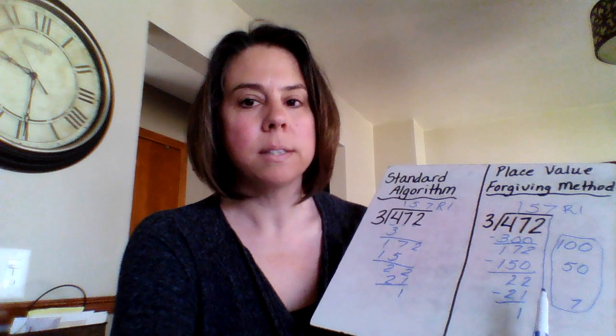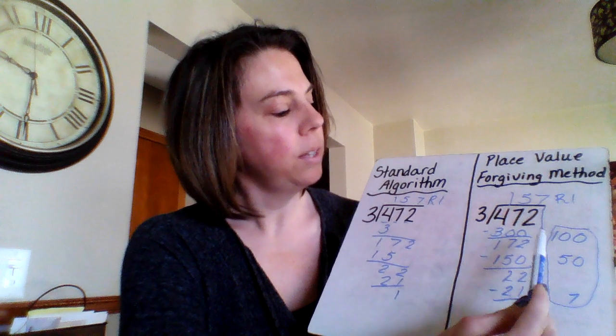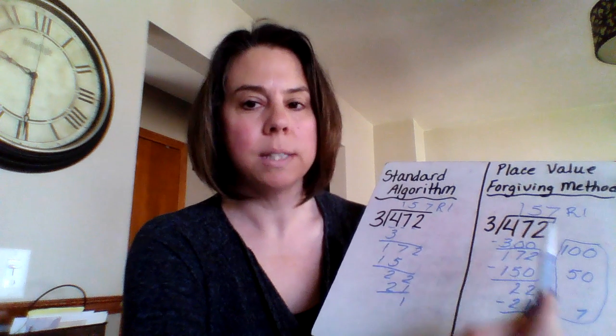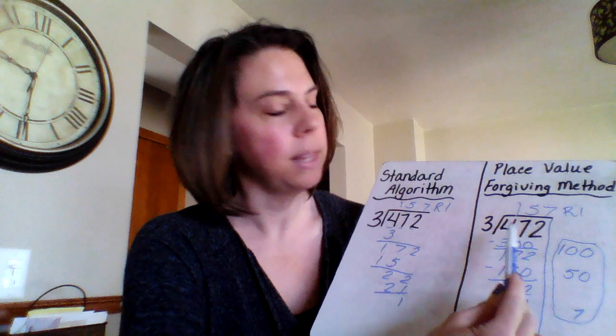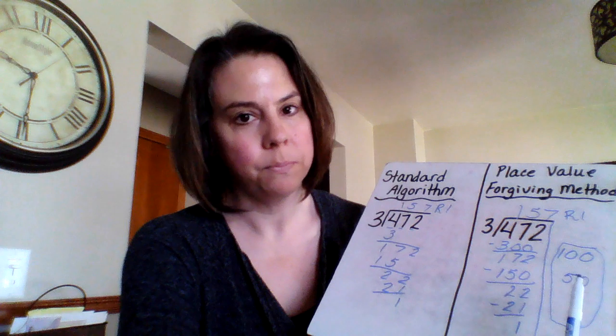So again, this is the reason why we start off with this method, so that they're looking at what each number or digit in that number represents, and looking at the place value of the problem.